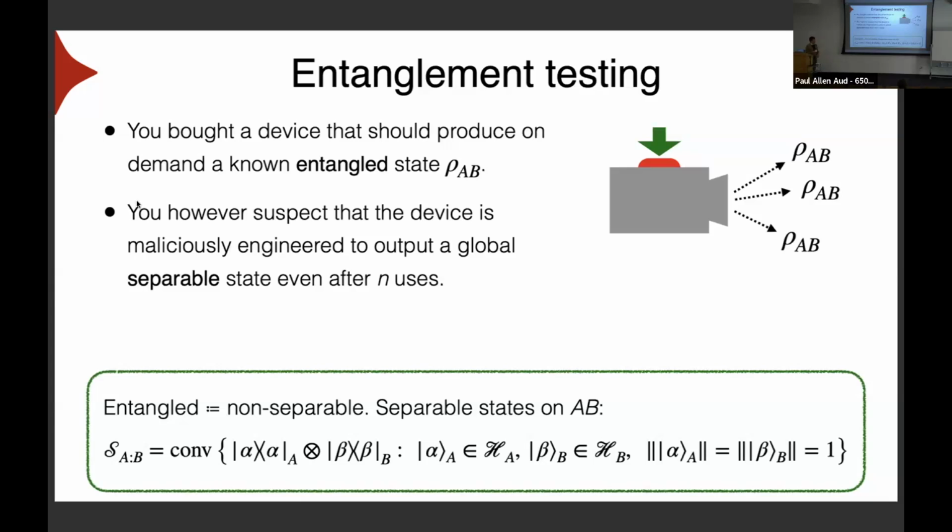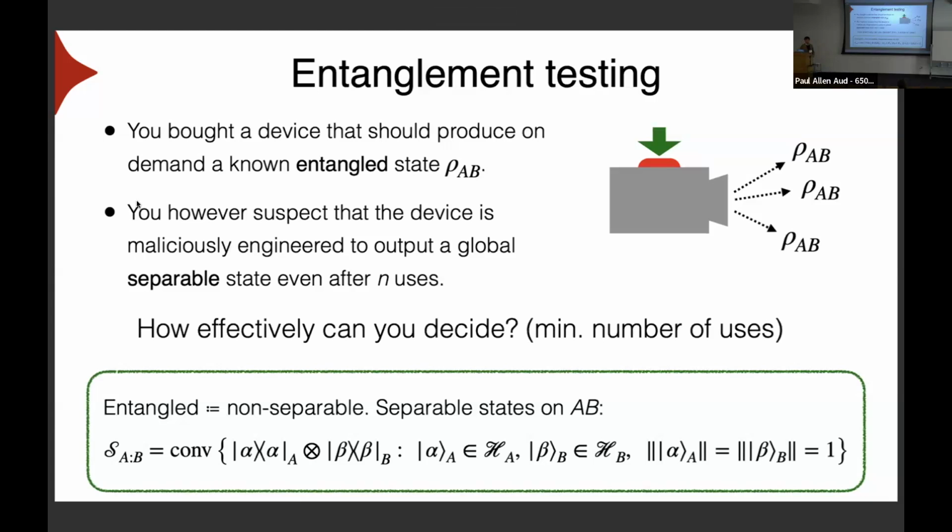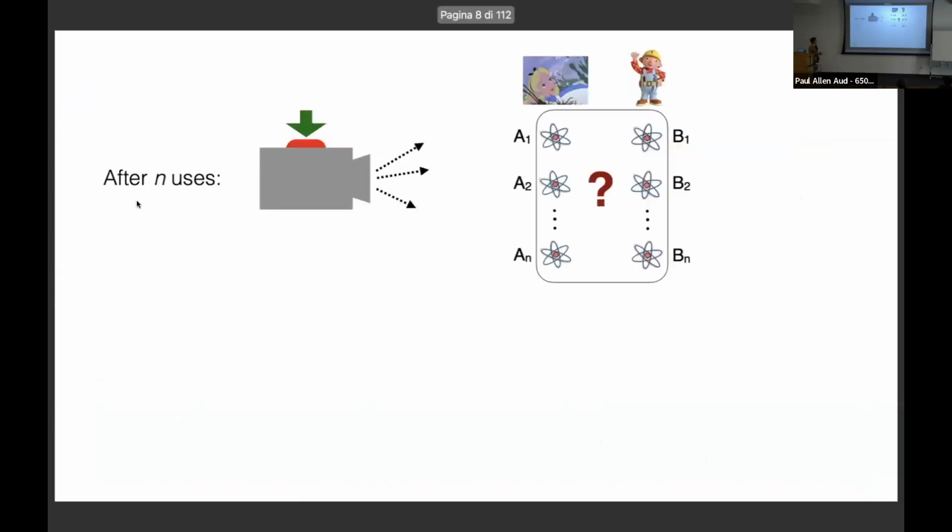And so what you want to do is decide whether this is the case. So you want to understand whether the device does what's promised or not. And we want to do this by minimizing the number of times we have to press the red button. Okay, it's kind of sample complexity if you want to. So the minimum number of uses. Okay, good. So after n uses, the picture is like this. There's Alice on one side, Bob on the other side. They have n systems each.